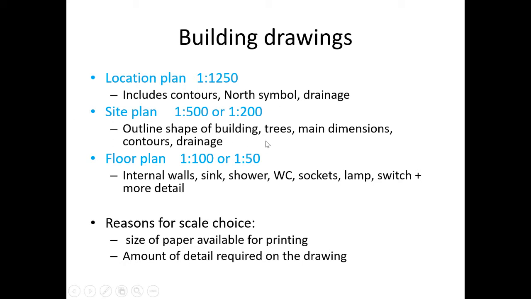A site plan is typically drawn at 1 to 500 or 1 to 200 scale, and it will show you the outline shape of your building, trees, main dimensions of your garden. So think about this as your garden fence, the house, and any other things that you have within your garden area. A floor plan is where we've zoomed in even more, drawn at a scale of 1 to 100, 1 to 50.